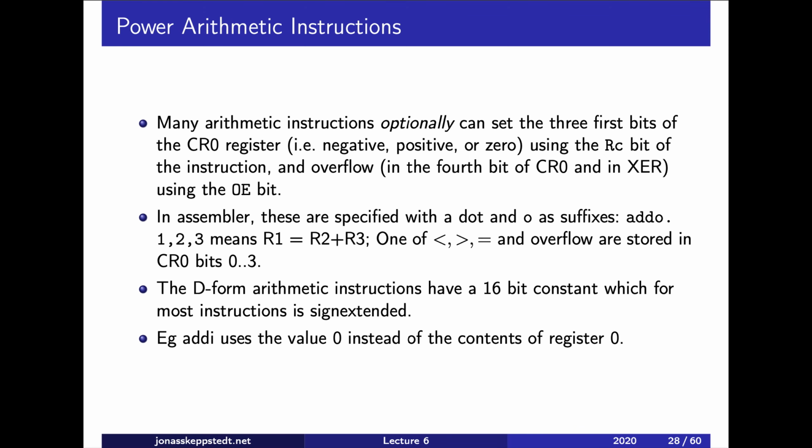Many arithmetic instructions can optionally set bits in the condition register field 0 that can then be used to branch. So the purpose of this is that instead of using a separate compare instruction, we can get the result of the comparison from a normal instruction to save one instruction.